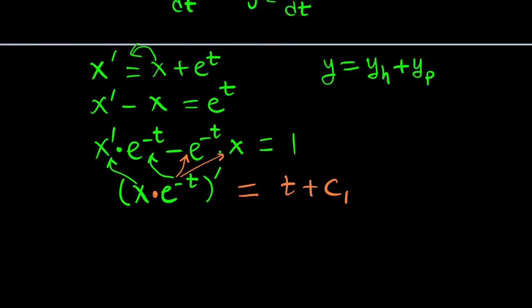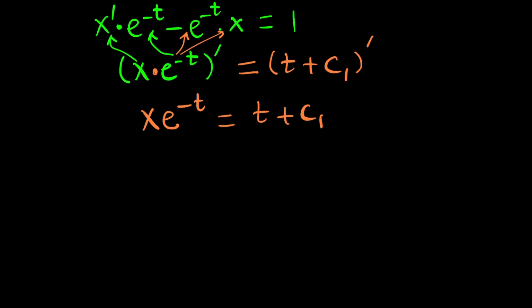So now what we need to do is, wait a minute. I meant that this is the derivative of t plus c1. Okay, we haven't integrated both sides yet. Now, if you do, you're basically going to be removing the derivatives. So in other words, you're going to have x times e to the negative t equals t plus c1. And I don't need to add a constant because I already did. Great. So this is the answer.